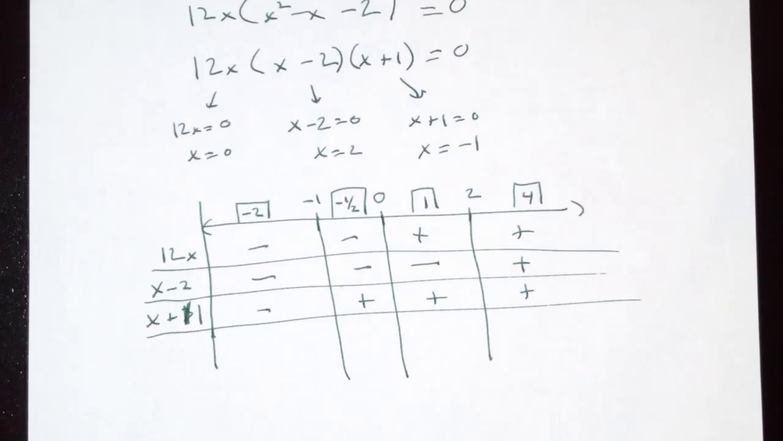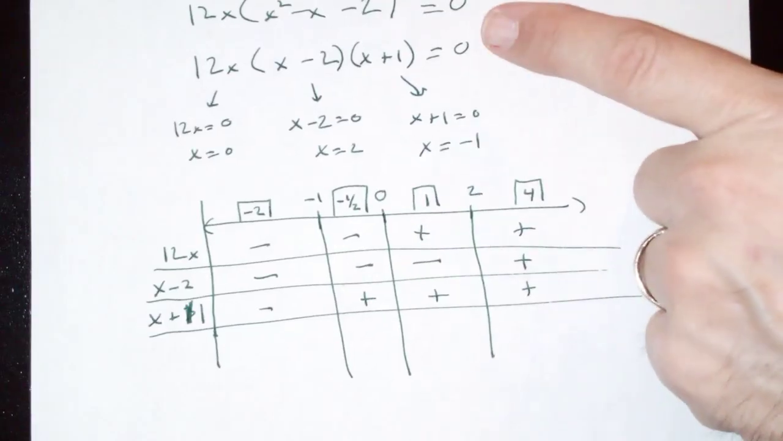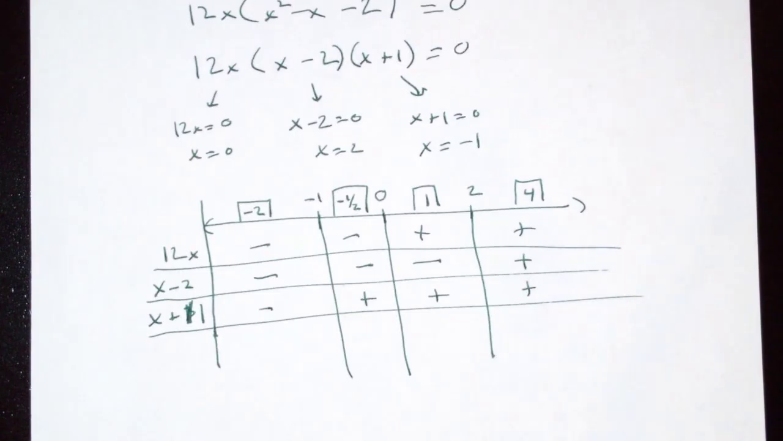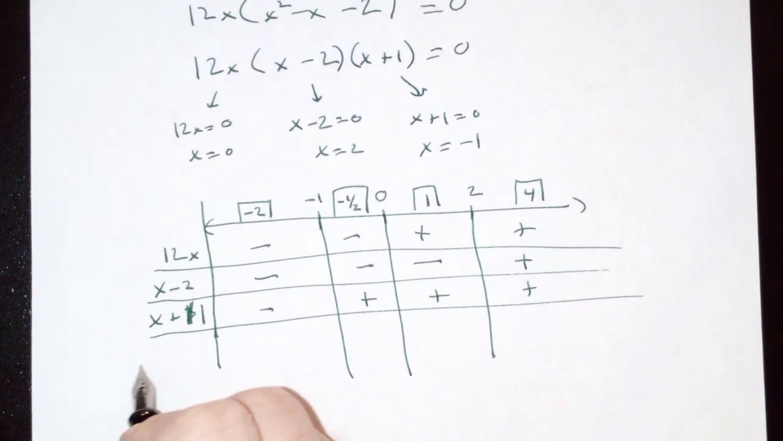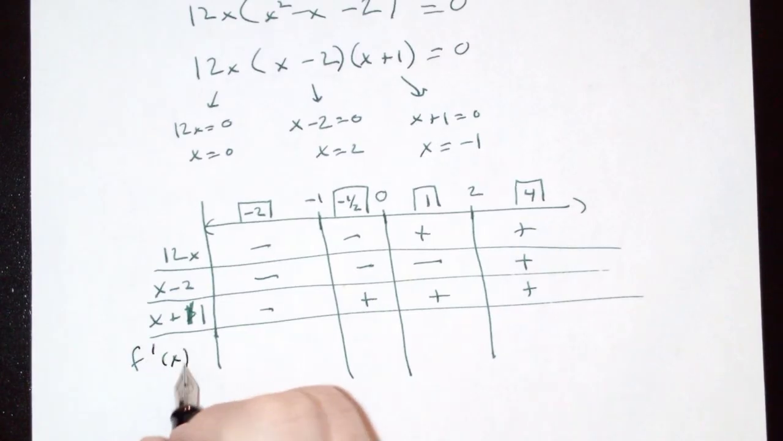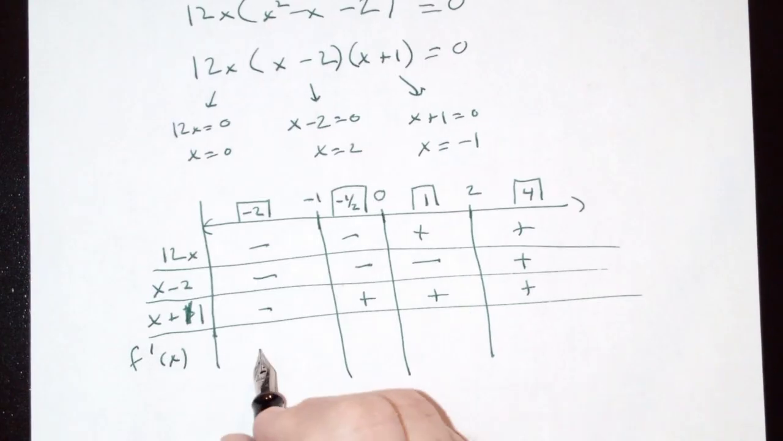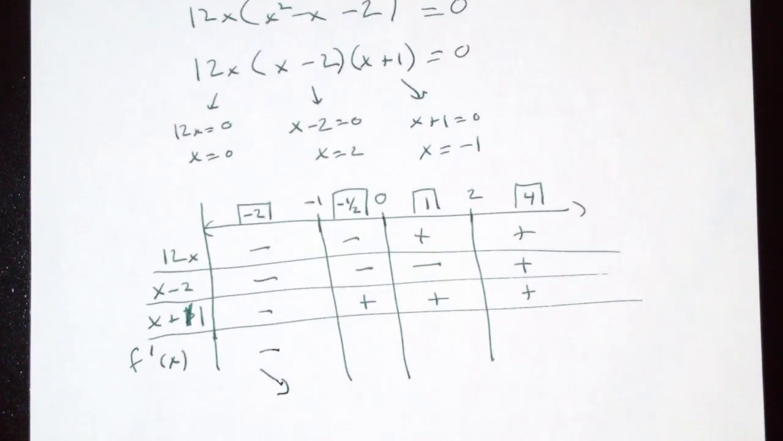Now, how does this get me f prime? Well, f prime comes from multiplying all those pieces together. So I'm going to multiply down each column. Negative times negative times negative. If you multiply 3 negatives, is the result negative or positive? The whole thing will be negative, and that means we're going down there.